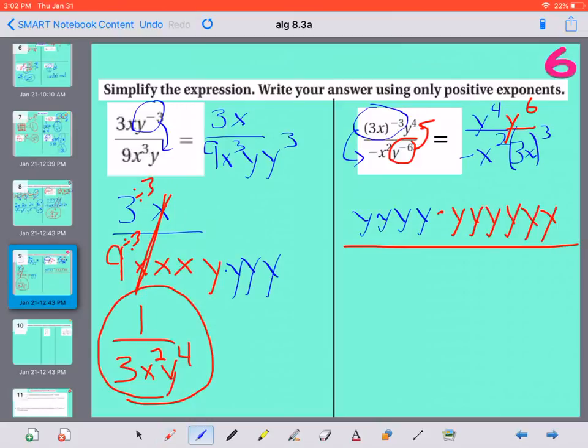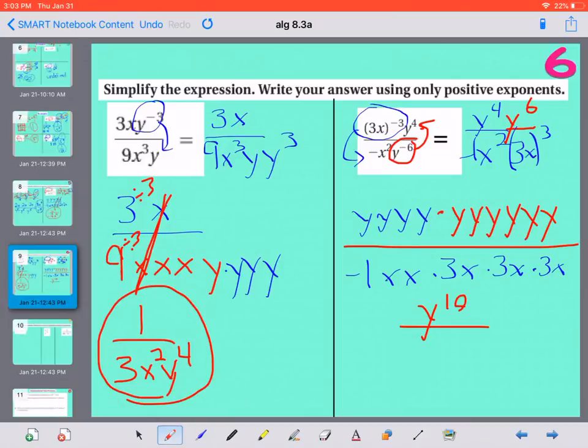On the bottom, we're going to have a negative 1 and 2 x's, then 3 x's, so I see nothing that I can cancel because all my y's are on the top and all my x's are on the bottom. Now I have 1, 2, 3, 4, 5, 6, 7, 8, 9, 10 y's. So we would have y to the 10th on the top.